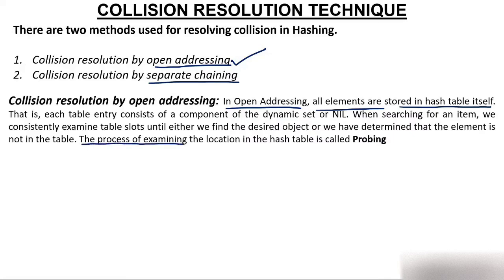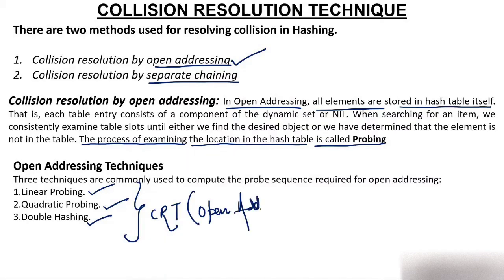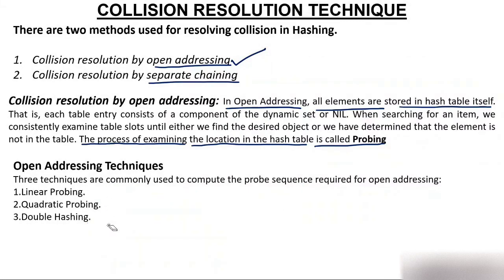The process of examining locations in the hash table is called probing. Open addressing techniques are divided into three parts. We can do open addressing by linear probing, by quadratic probing, and by double hashing. These three methods are collision resolution techniques which come under open addressing.